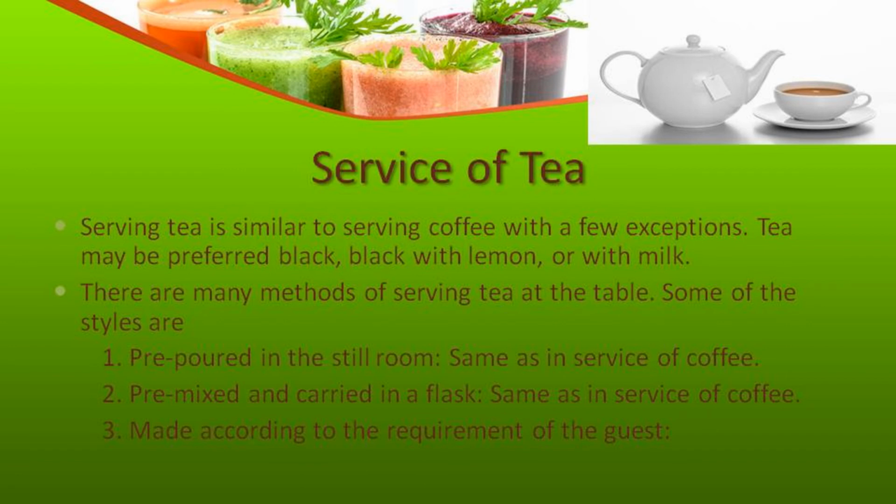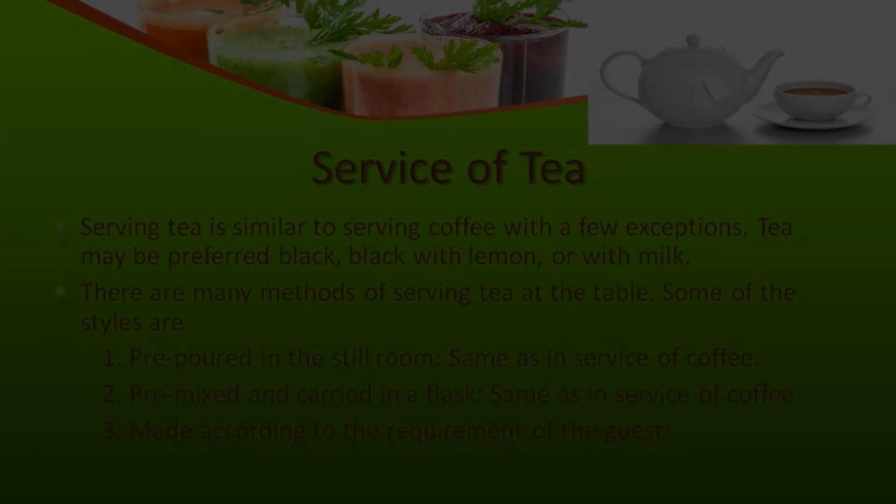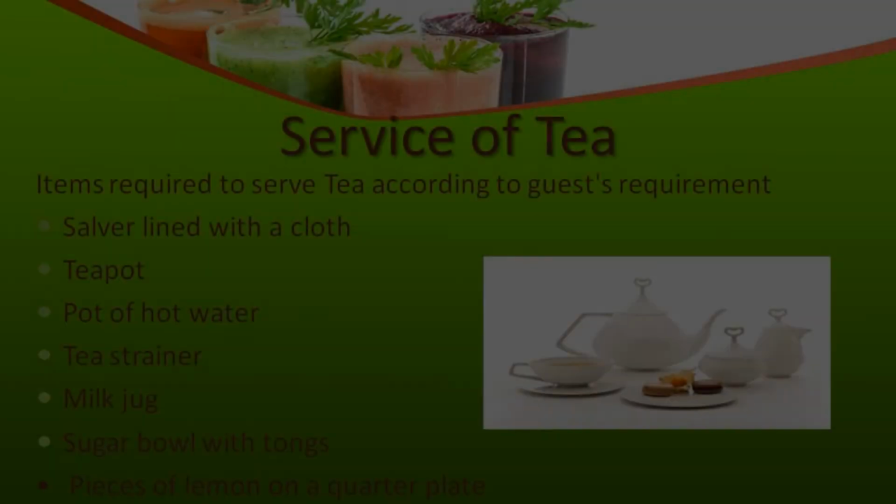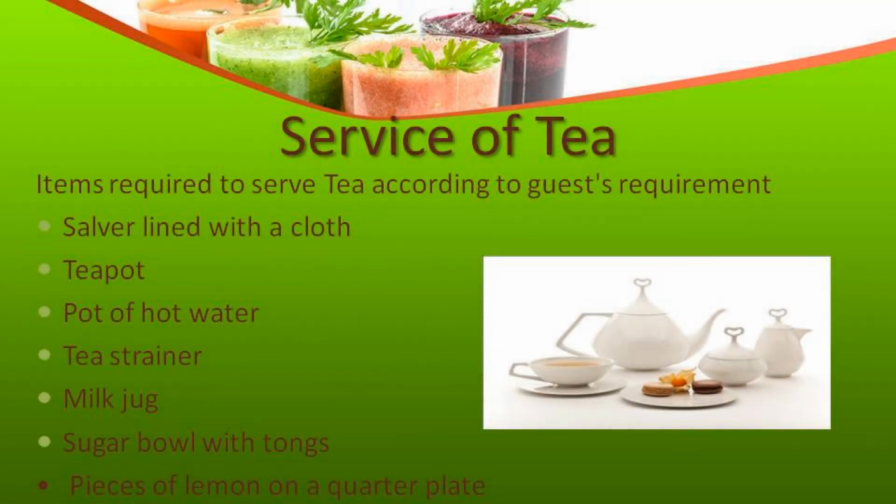The following items are required for serving tea. You would need a salver lined with a cloth, a teapot, a pot of hot water, a tea strainer, a milk jug, a sugar bowl with tongs. A teaspoon is used for granulated sugar. Spoons or tongs are not necessary if sugar comes in sachets. Pieces of lemon on a quarter plate.